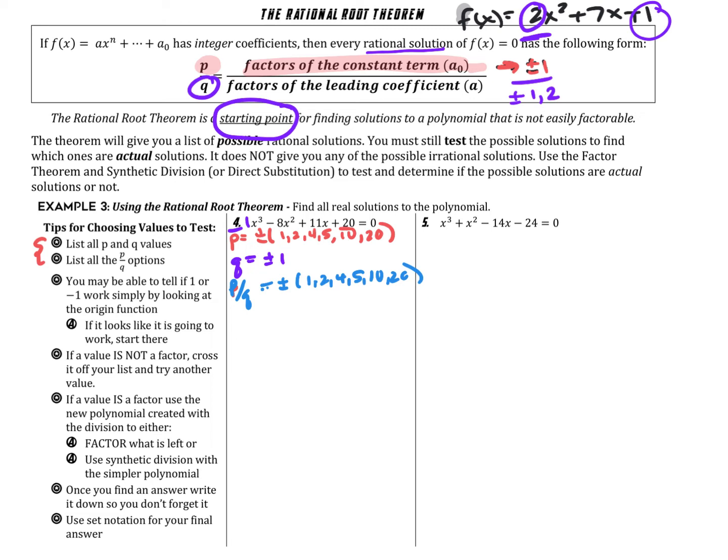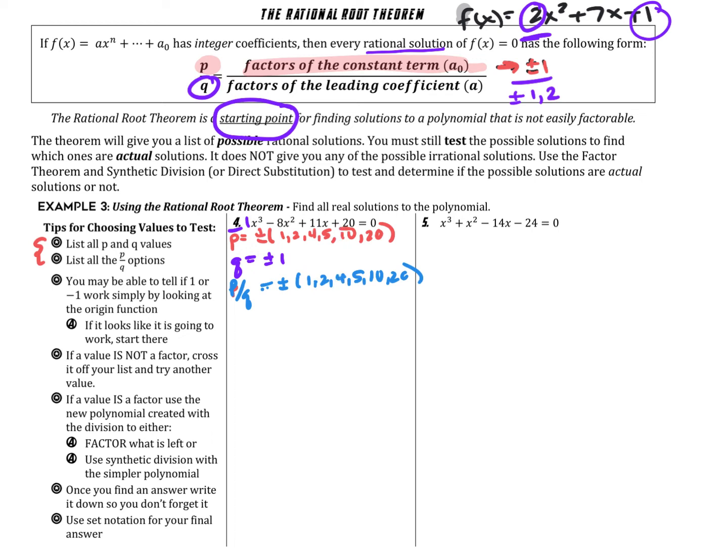So the first thing I always like to do is 1 and -1 are pretty much always going to be an option because they're a factor of everything. So I usually just in my head mentally plug in 1 to see if it looks like it's going to work. 1 minus 8 plus 11 plus 20. Does it seem like that's going to be 0? Not really. 1 minus 8, -7 plus something really big. That doesn't seem like it's going to be 0.